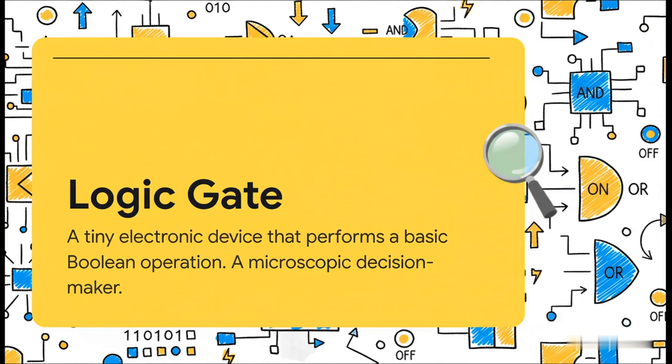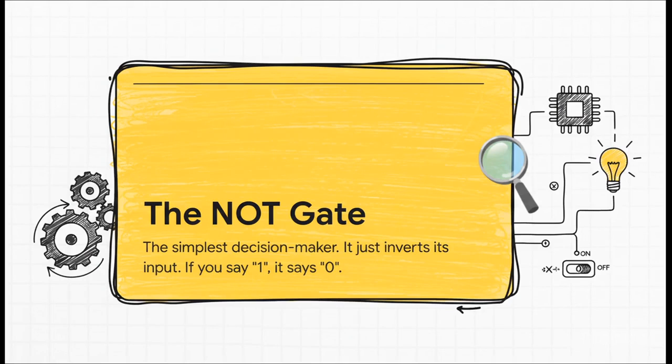And its job is simple. It takes in some 1s and 0s, and then it spits out a new 1 or 0 based on one of those simple Boolean rules we just talked about. They're like microscopic decision makers, each one with one very specific job. All right, let's meet our first one. This is the NOT gate. It is the simplest of all of them.